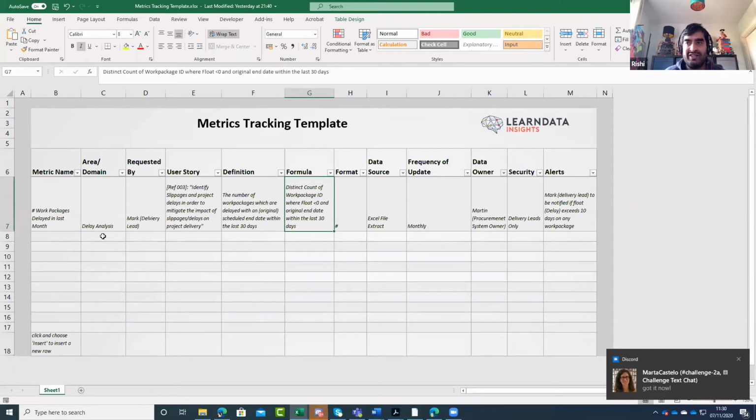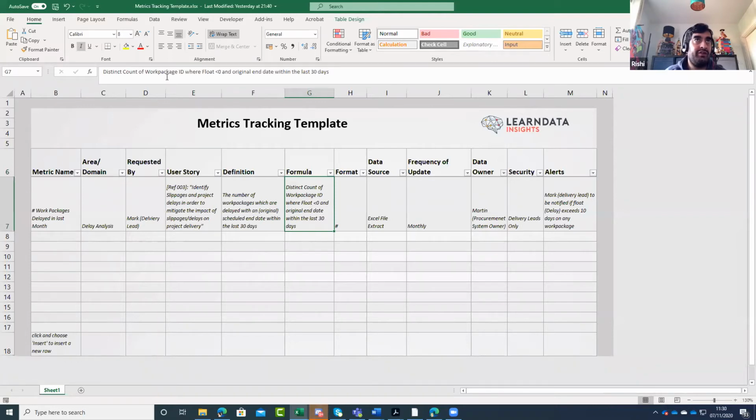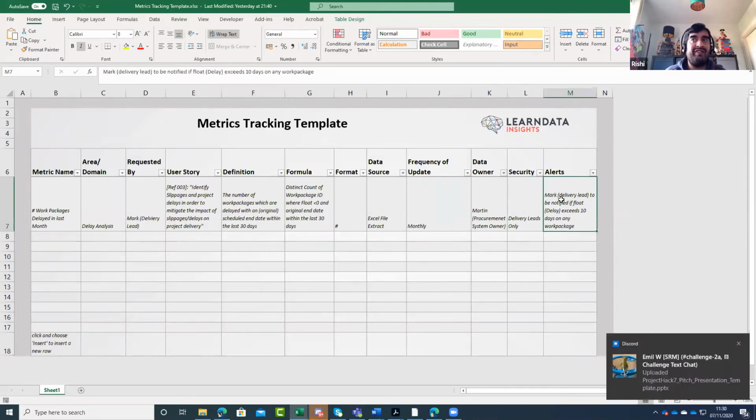You don't need to write this in DAX or anything like that. It's more of an English formula, or you could use Excel function type things which people understand. But distinct count of work package ID, where float is less than 0 and original end date within the last 30 days. Then the format, the data source, the frequency of update. So this is useful to track against your metrics. Again, obviously for a hackathon, slightly less relevant. But who the data owner is, the security you need around this, and if there are any alerts.